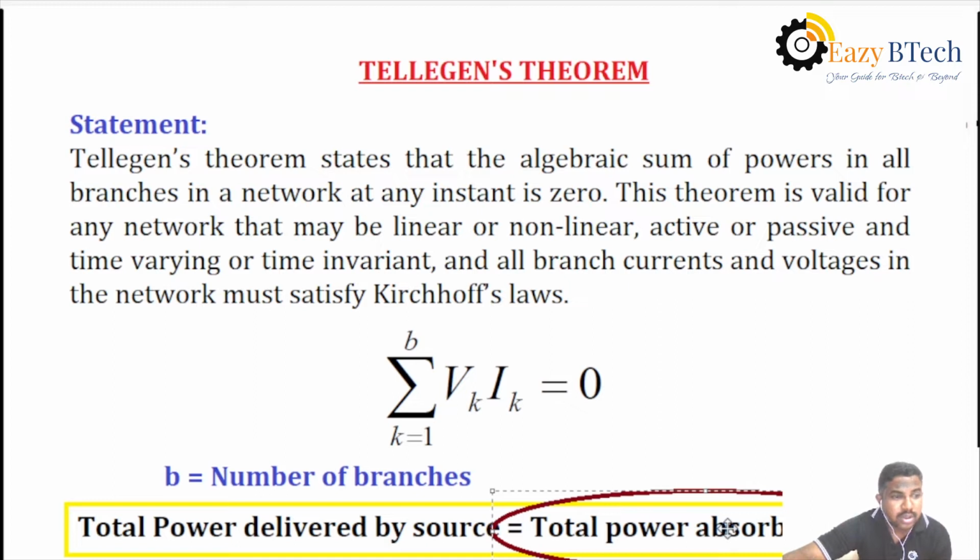That is, we have to find out the voltage drop and current in each branch. Then find out the power loss in every branch. Then adding all the powers, the total sum of the powers is 0.